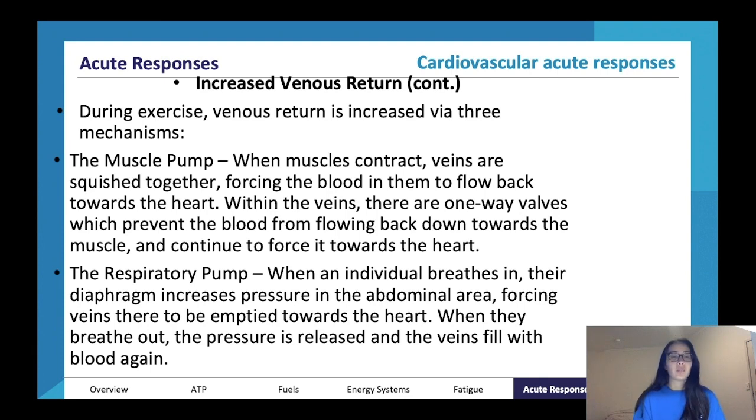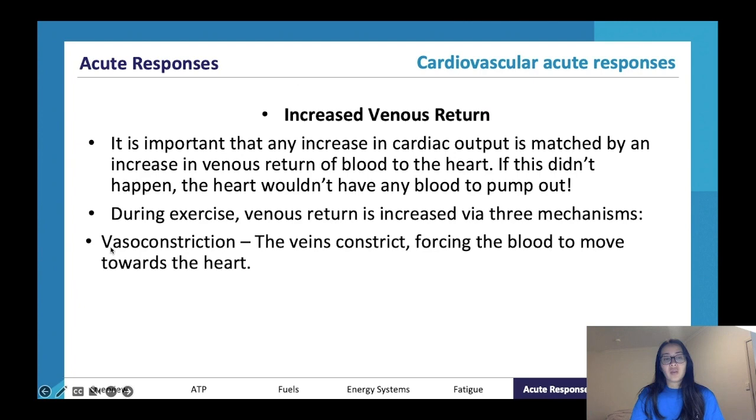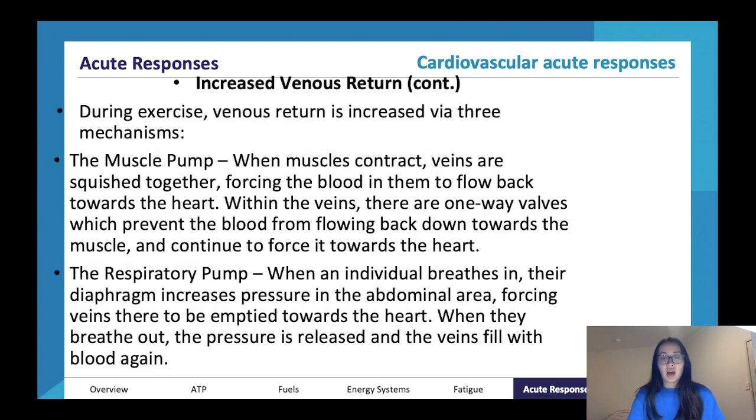So do be aware, respiratory pump refers to the diaphragm increasing pressure in the abdomen, forcing blood to return back towards the heart via the veins. The skeletal muscle pump, or the muscle pump, is when you constrict your muscles and it forces the blood in the veins to be forced back to the heart because it squishes the veins. The veins have one-way valves, they get squished, blood is forced upward, veins shut behind it, and so the blood must go back to the heart. And the last one was just the veins constricting, so vasoconstriction or vein constriction. Veins constrict or stiffen up a little bit, and this forces the blood to move back toward the heart.